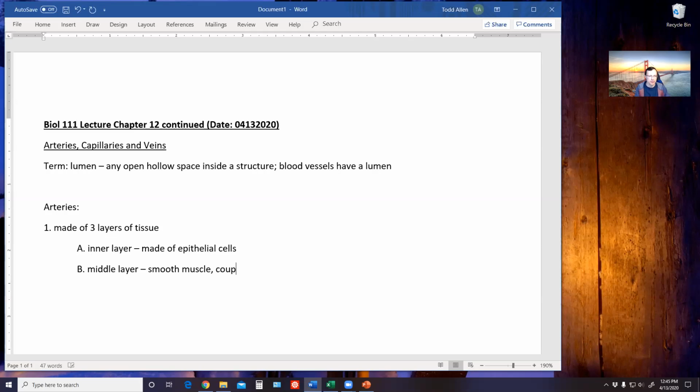So the middle layer is smooth muscle coupled with elastic fibers. And we have the outer layer, which is made of connective tissue.